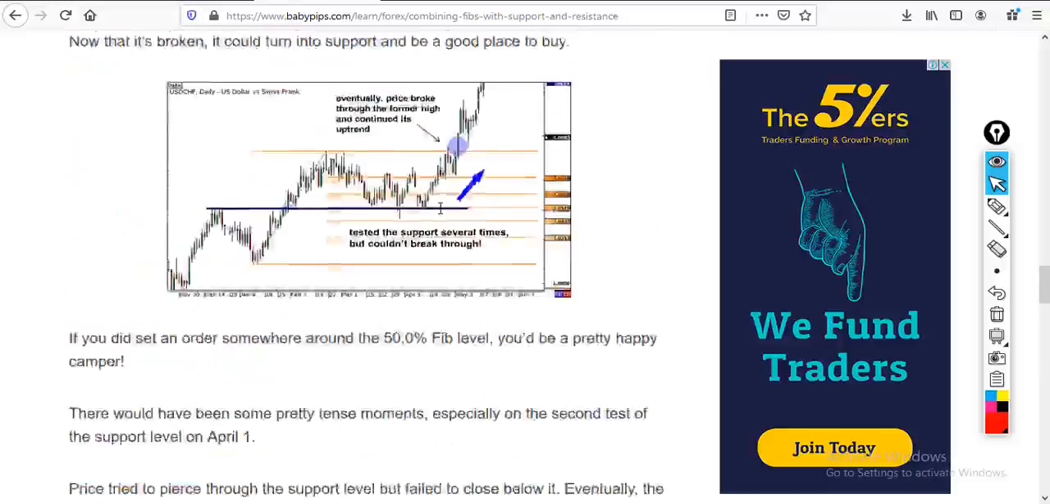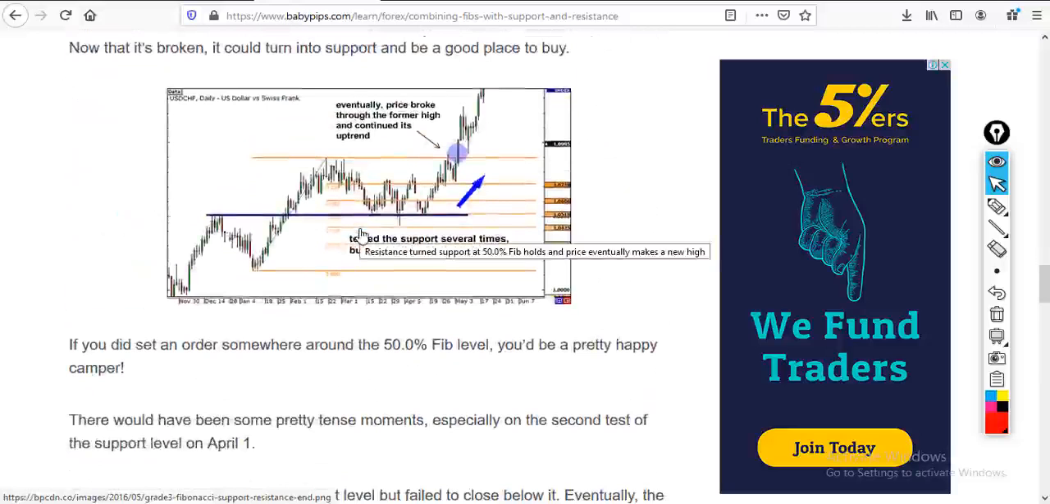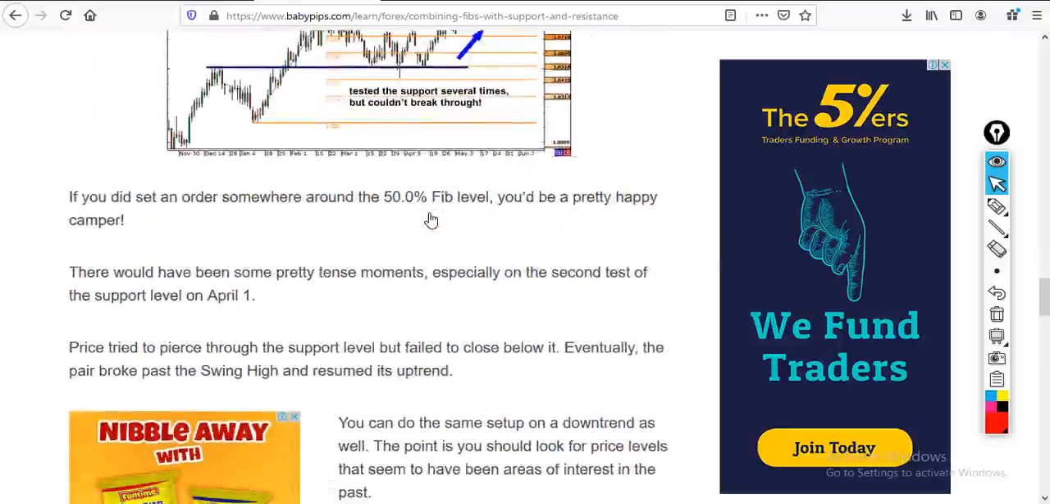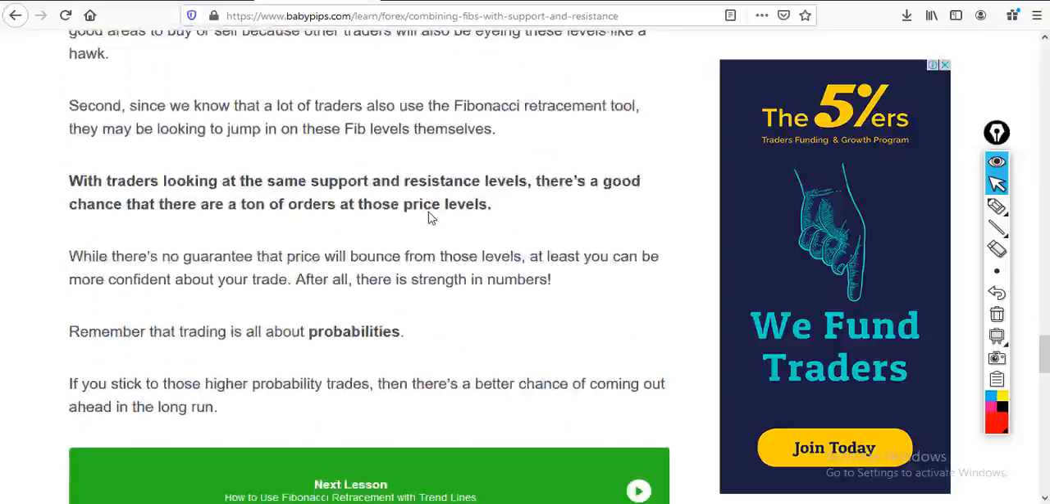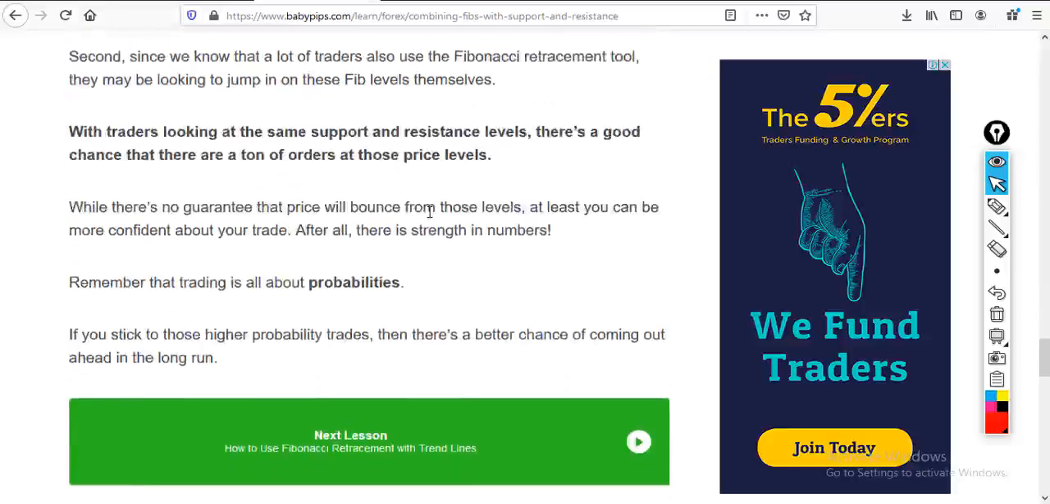These are areas where traders have their eyes glued to these levels. So if you take your trades at those levels as well, you have a great trade in your favor.